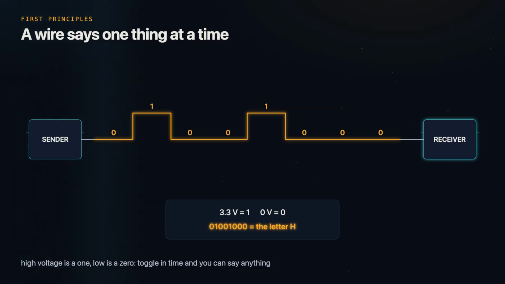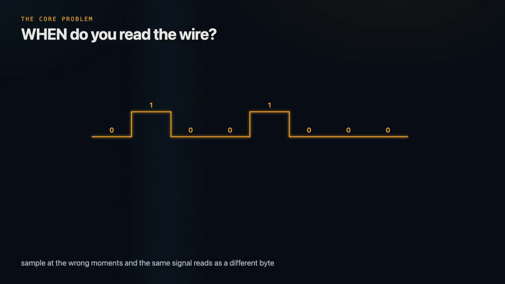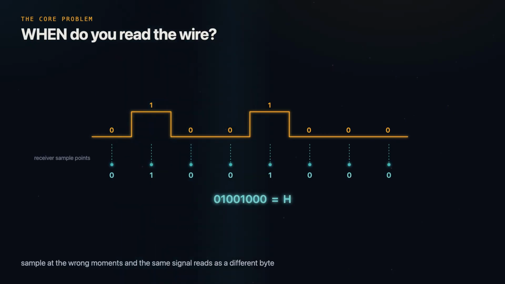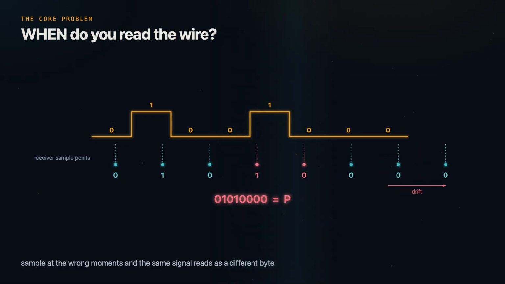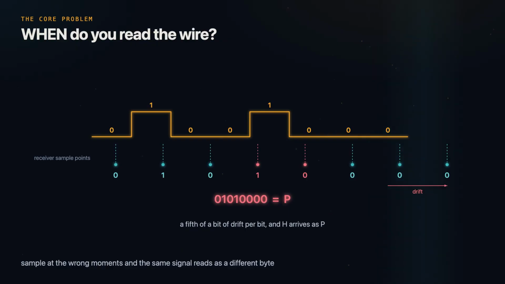Engineers call that serial. But there is a catch, and it is the key to this whole video. The receiver has to know when to look. It samples the wire at what it believes are the centers of the bits. Watch what happens when its sense of time runs just a little slow. Every sample slides a little further off center until it is reading the neighbor's bit. Same wire, same signal, and H arrives as P.